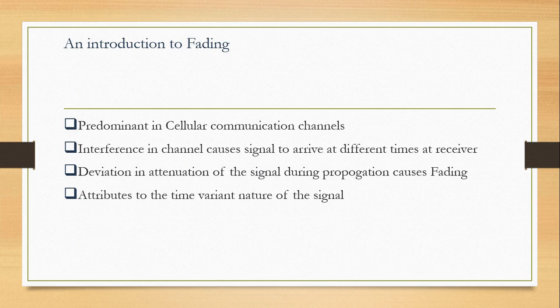First of all, let us take an introduction into fading. Fading is a phenomenon that predominantly exists in cellular communication channels. Interference in channels connecting the transmitter and receiver causes the signal traveling from the transmitter to arrive at the receiver at different times. This deviation causes attenuation of the signal during propagation. This is attributed to fading.